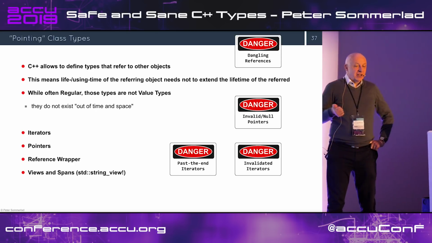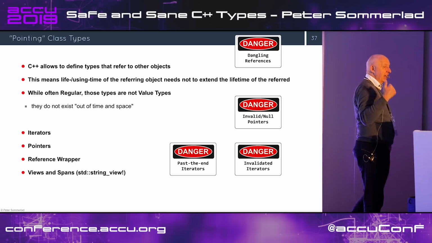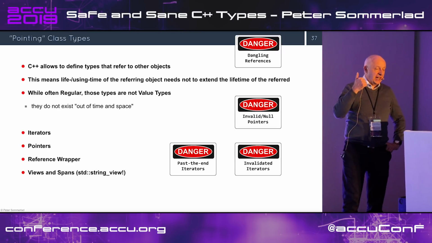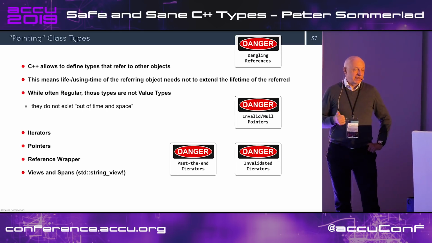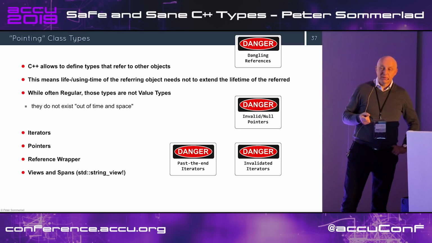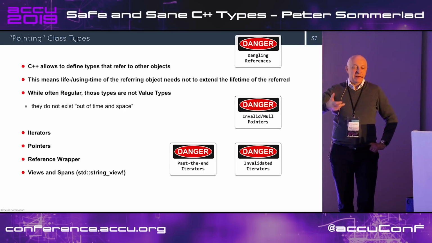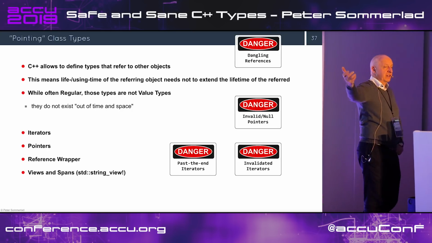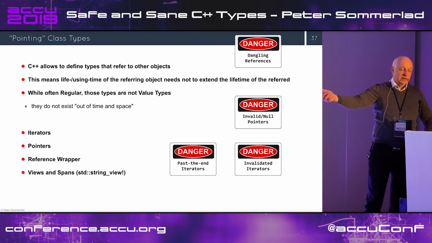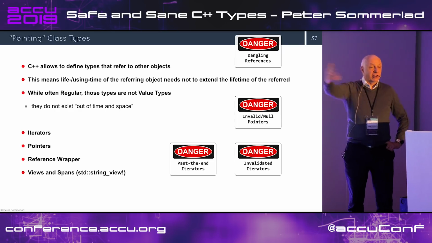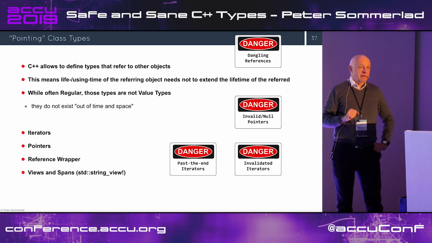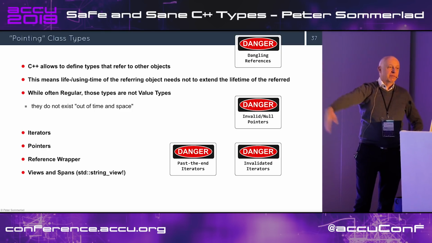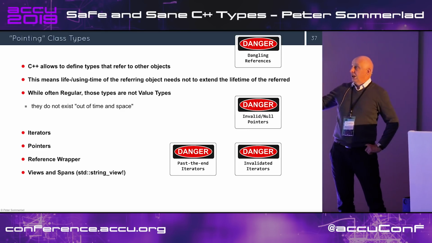But it's not only pointers that are these potentially dangling types. We can define our own class types that refer to other objects. And this means we have to argue that the lifetime of a referred object doesn't end before the lifetime of the referring object, the potentially dangling object. The problem is very often, like pointers, these types are regular, so you intend to copy them around, but the copy also transfers the burden of taking care of the lifetime. And sometimes they are regular, you can copy them around, but they are not value types because they don't exist out of time and space. They depend on something else. And if that something else is dead, you just open the trapdoor on the gallows. It can be invalid.